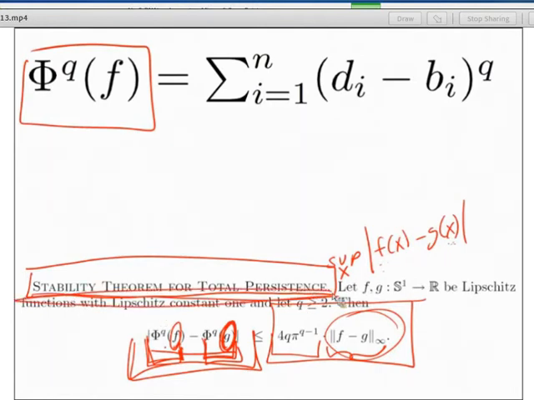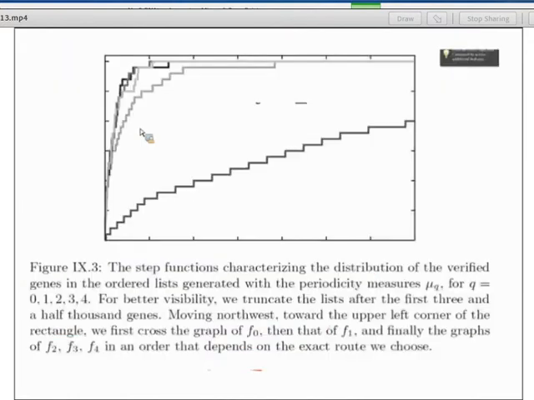If you can do a slight perturbation, add a little bit of noise, and come up with a different result, that would be bad. But the stability theorem says that if we perturb it slightly, then our function values that indicate the periodicity will not have changed much. Any questions up through there? Okay. So now let's take a look at this for q equal to 0, 1, 2, 3, and 4.